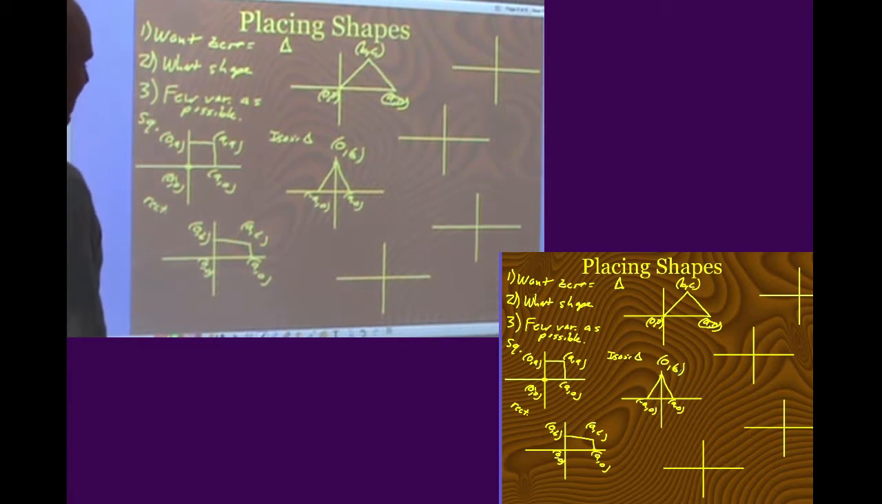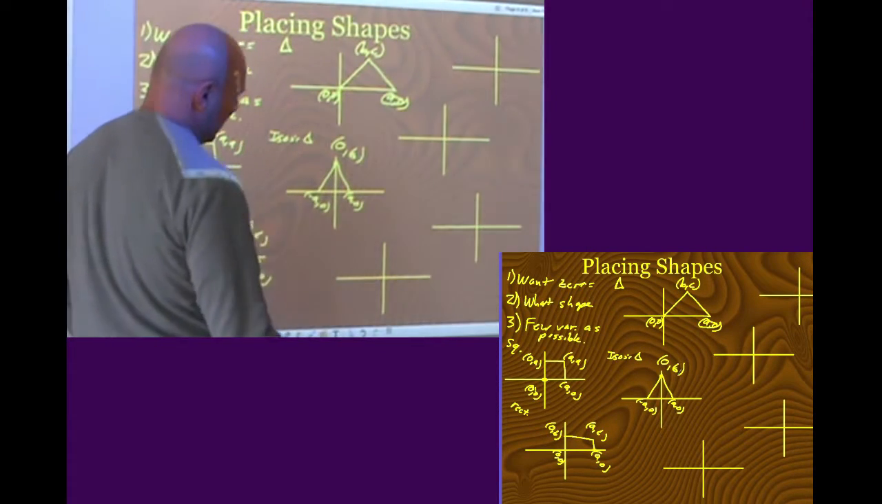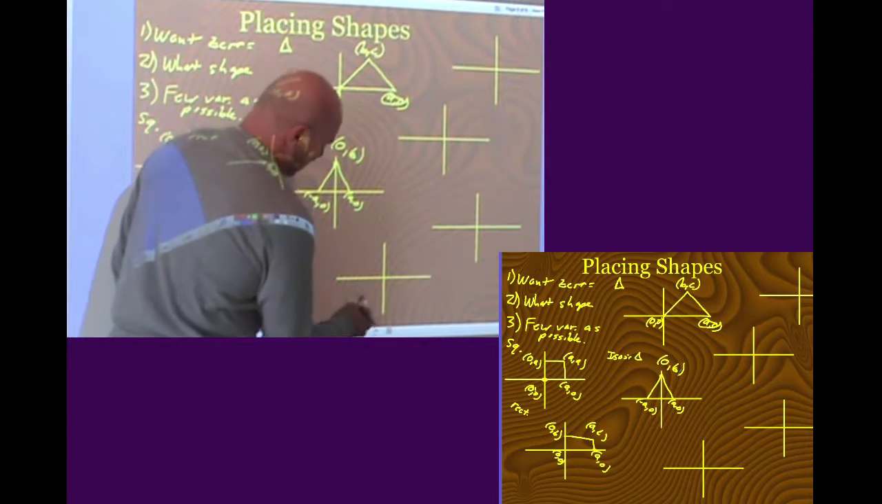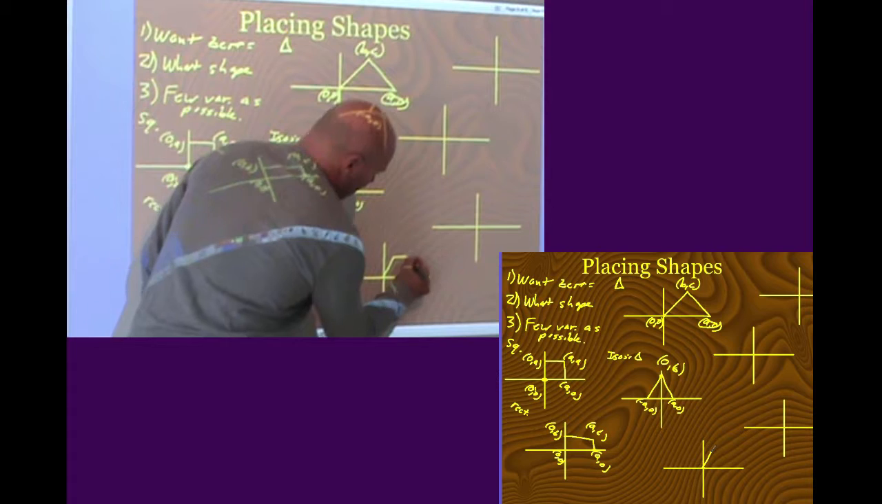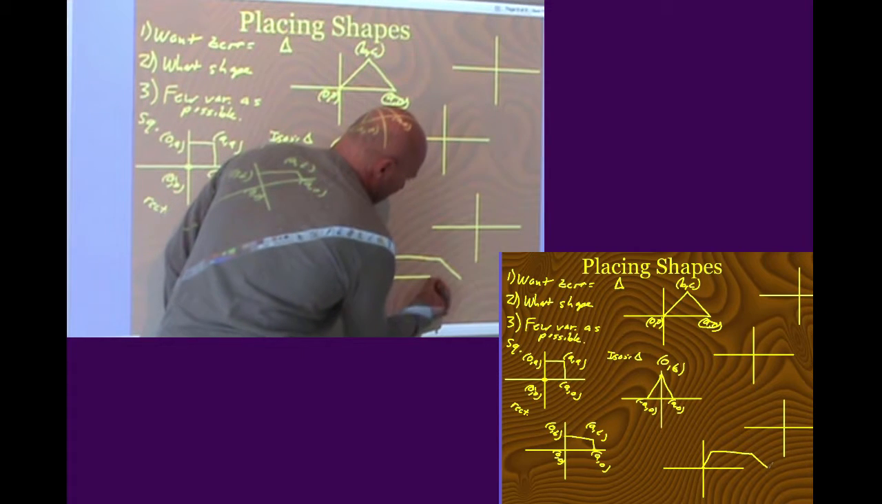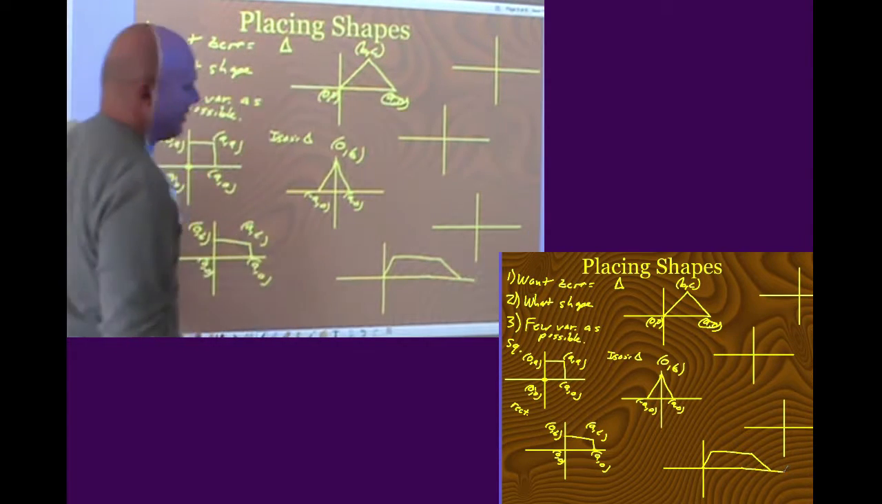All right, so let's say something like this. Let's say we have a trapezoid, okay? So start placing my trapezoid. This is not an isosceles trapezoid, so we got to make it a little bit longer there.